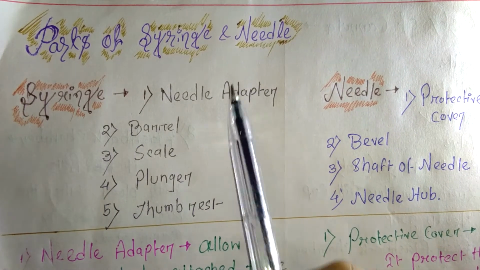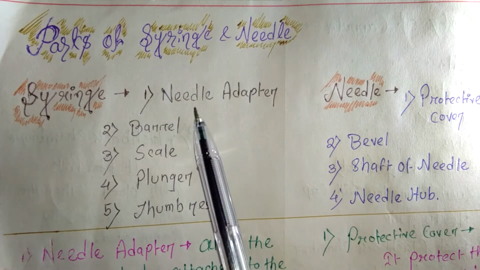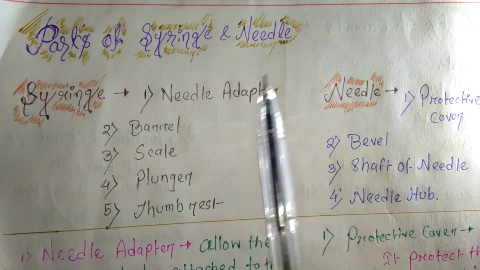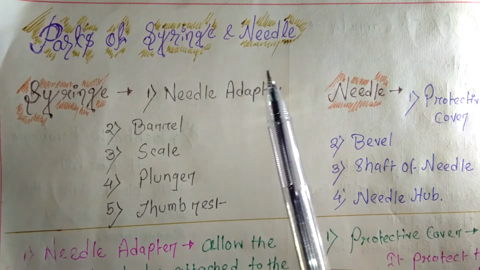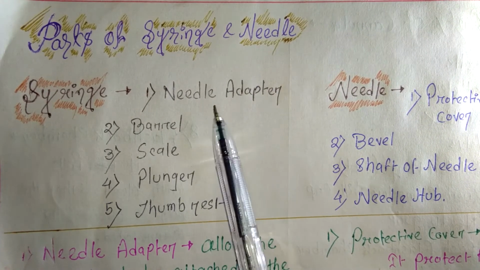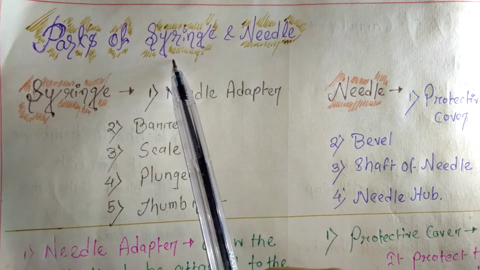Hello to all. Today we will study the parts of syringe and needle, parts of IV set, parts of IV stand, and parts of cannula. Some students requested me to upload it urgently, that's why I'm uploading it today. So let's start with the parts of syringe and needles.